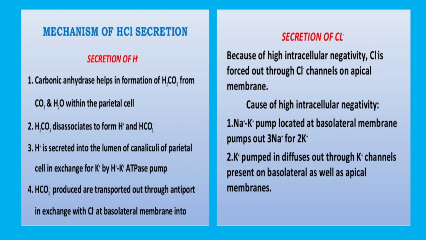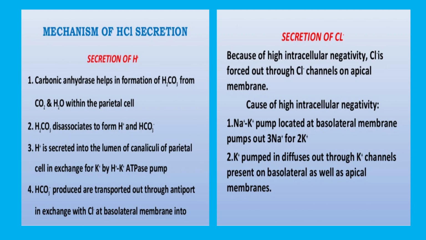Mechanism of HCl secretion. So how is HCl secreted in the stomach? HCl is a main constituent in gastric juice. It involves the secretion of H plus ions and the secretion of chloride ions. This combination of H and chloride will produce HCl. In the presence of carbonic anhydrase, H2CO3 will be formed from CO2 and water in the parietal cell. This H2CO3 dissociates to form H plus ion and bicarbonate, HCO3 minus.